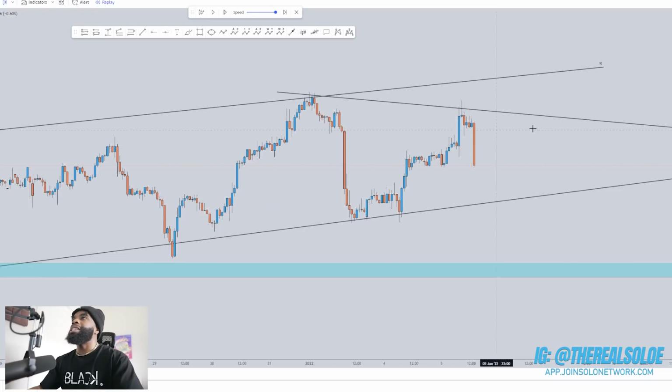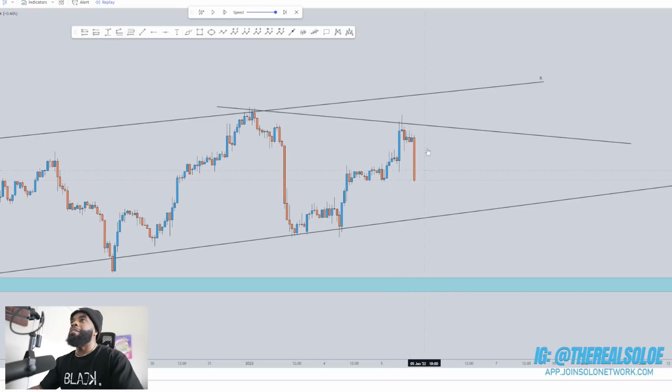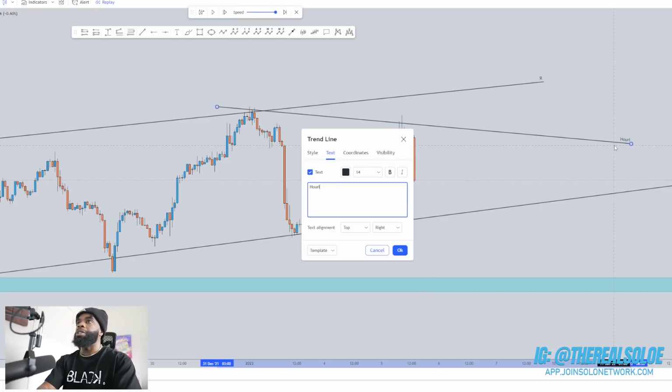So right now I see on a 1 hour time frame we do have a bullish engulfing and a bearish engulfing candle. So I am drawing this hourly trend. I'm going to actually call this my hourly trend line here.